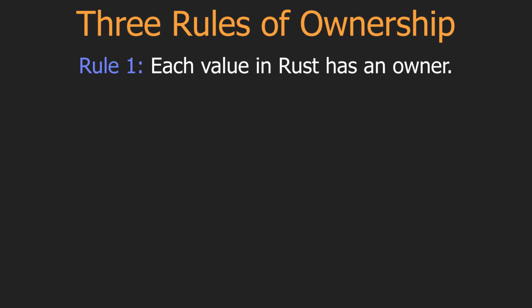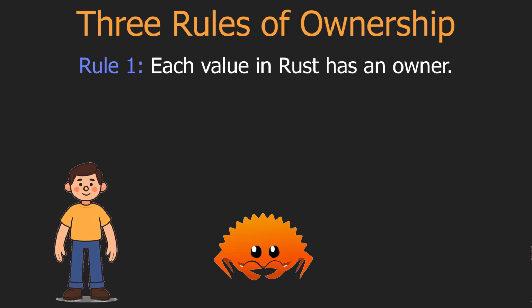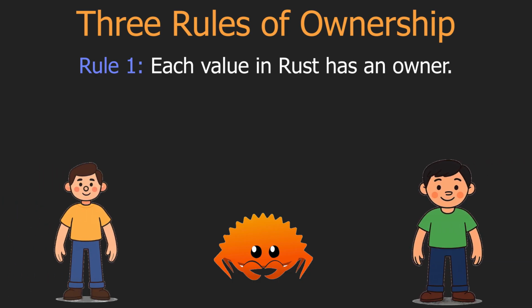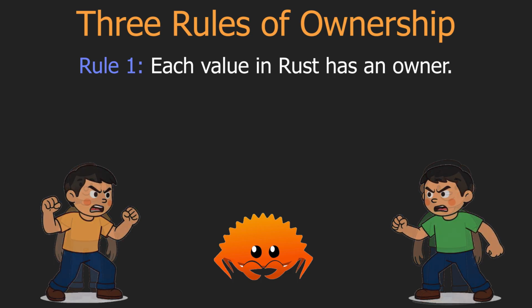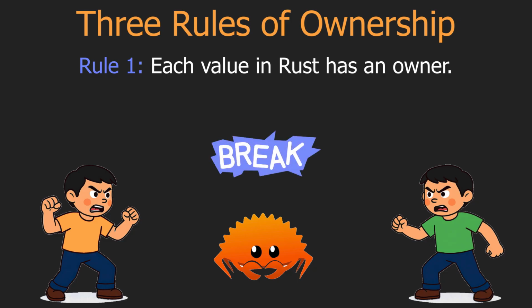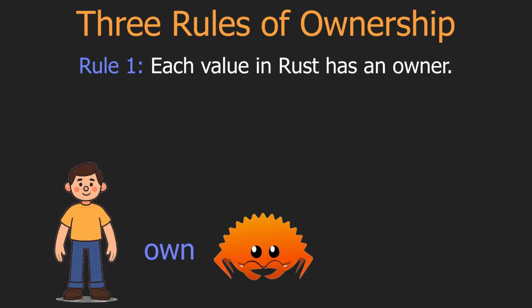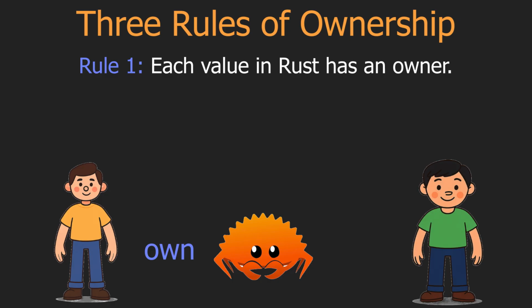Rule number one: each value in Rust has an owner. Imagine you have a toy and you're playing with it. Now, your friend also wants to play with it. But you can't both play with it at the same time because that could cause a fight or the toy might break. Since you own the toy, if your friend wants to play with it, he will have to borrow it from you. So then he becomes the owner. You can't use it anymore unless he gives it back to you.